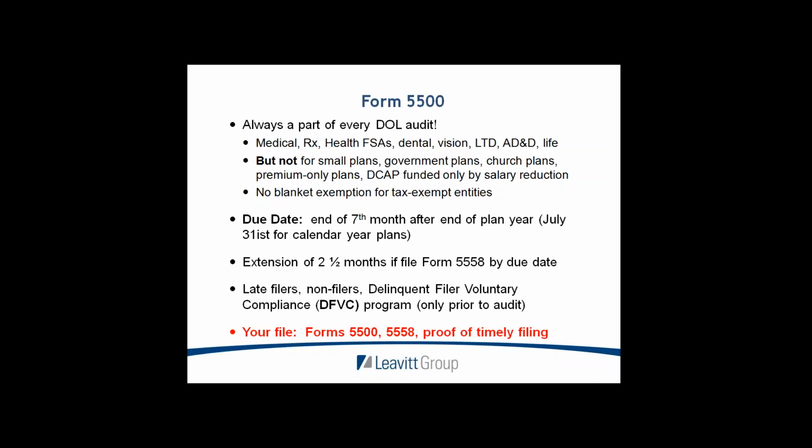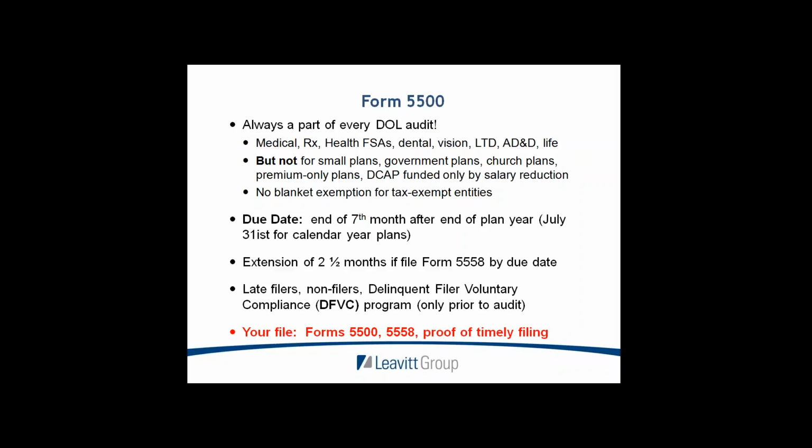The next area is Form 5500s. If there's a DOL audit, they're always going to ask for the 5500s, but those wouldn't necessarily apply for small plans, if you have fewer than 100 participants on the first day of the plan year. Church plans and excluded government plans are also exempt. The 5500 is due by the end of the 7th month after the end of the plan year. You can get a 2.5-month extension by filing a Form 5558, but you have to file it by the due date of the 5500.